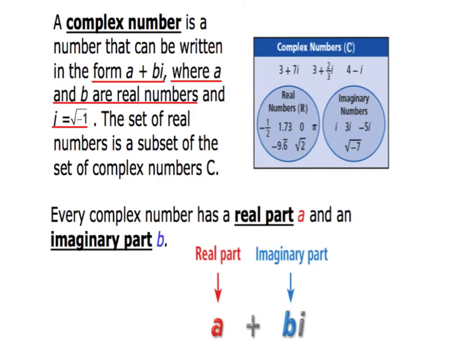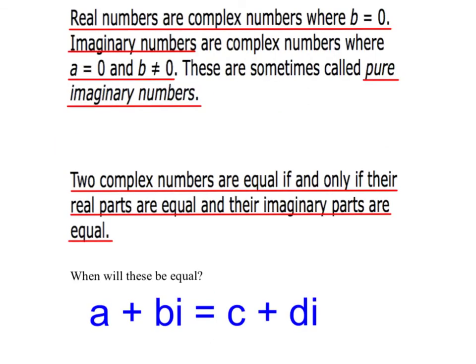So, the complex number system. Go ahead and pause and get this slide down in your notes. Now, let me explain a little bit further. I want you to know that real numbers are complex numbers where the b value is equal to 0. And imaginary numbers are complex numbers where the a value is equal to 0. And of course, the b value cannot equal 0.